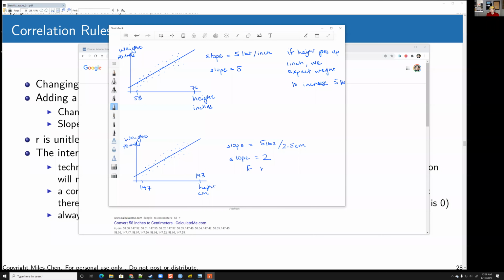If height goes up 1 centimeter, we expect weight to increase around 2 pounds, a little bit less than 2 pounds. So here our slope is less. But did the relative position of the points change at all? No, the overall correlation remains the same, right? So correlation.